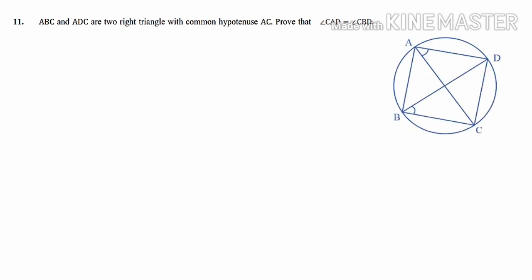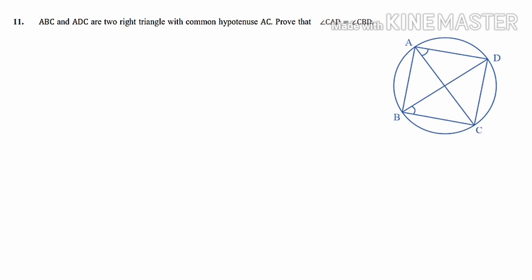Next, we shall discuss question number 11. ABC and ADC are two right triangles with a common hypotenuse AC. Prove that angle CAD is equal to angle CBD. So let's take two right triangles, but you may be wondering there is a circle outside. Here the circle we have to draw at the last. We need to use the circle at the end.